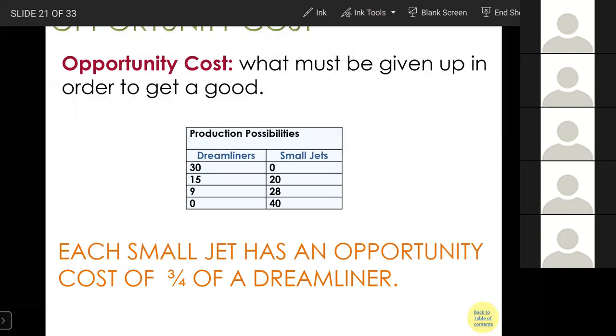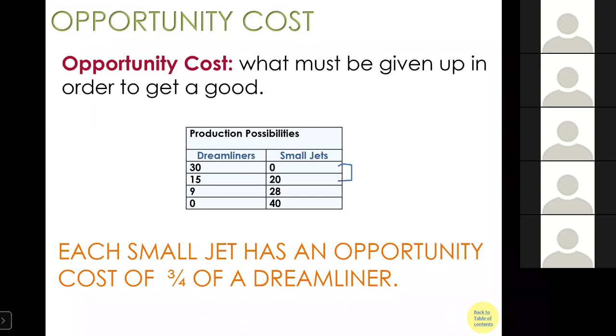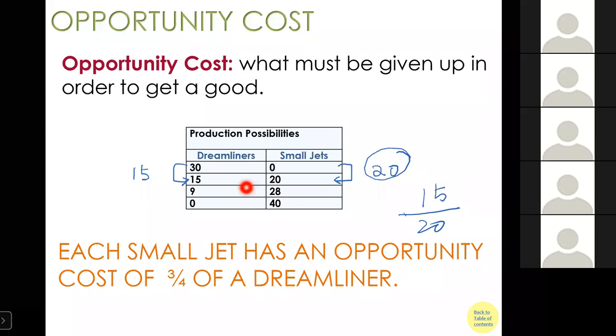That just says if we move from the first row to the second row, we produce an additional 20 small jet. What is the cost? The cost is we give up 15 dreamliner, right? And then we have the opportunity cost. What is opportunity cost? For each small jet, we give up this amount, right? So this is the cost.